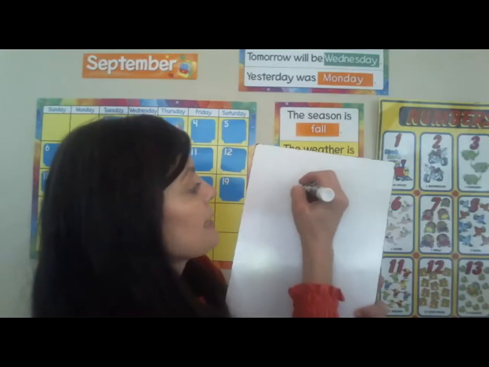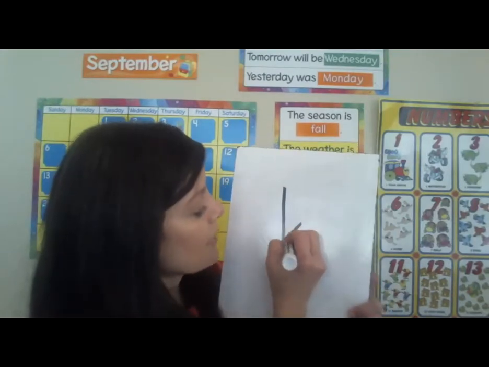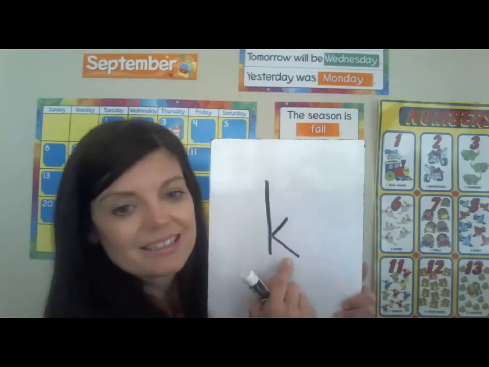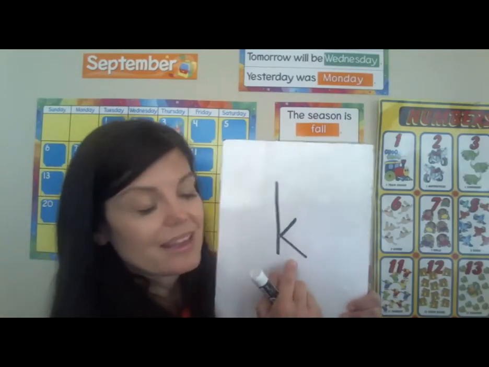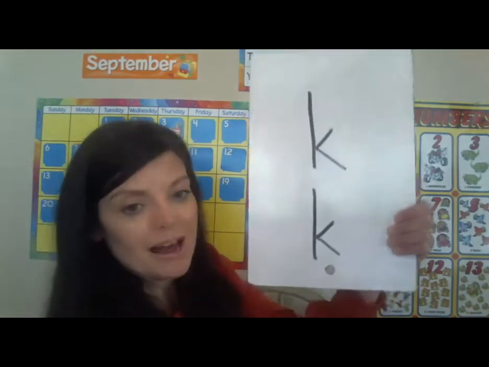Okay, so remember we said that little K looked like a little duck's mouth. Let me show you what that looks like, okay? So it's still going to be number 1, just like big K. But we're just going to make a small duck's mouth like this. So this is little K. It's the number 1 and a small duck's mouth.